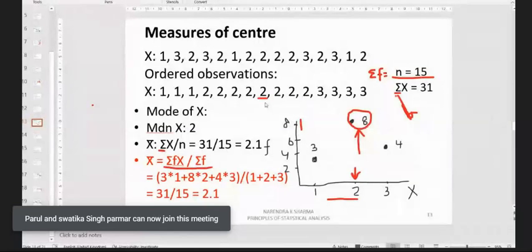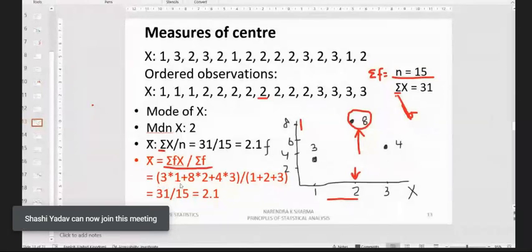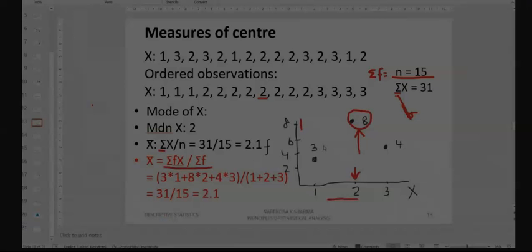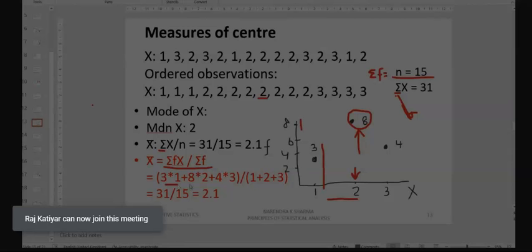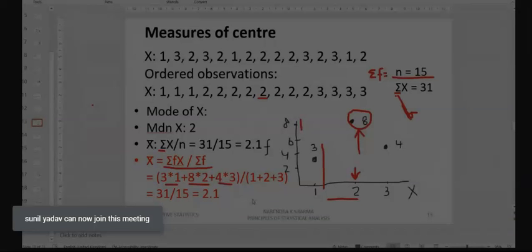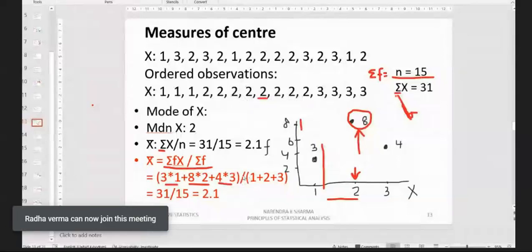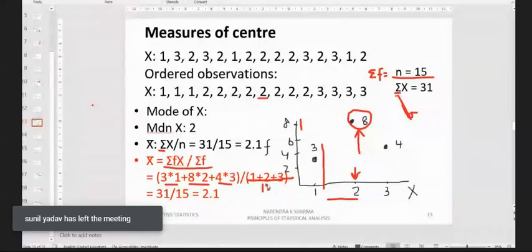And sigma x here is 31. You can add these values. Therefore, x bar becomes 3 multiplied by 1, because the frequency with which 1 is occurring is 3, plus 8 multiplied by 2 plus 4 multiplied by 3. This will also come to be 31, divided by the total number of observations. The sigma frequency will be 15. So the mean is 2.1.